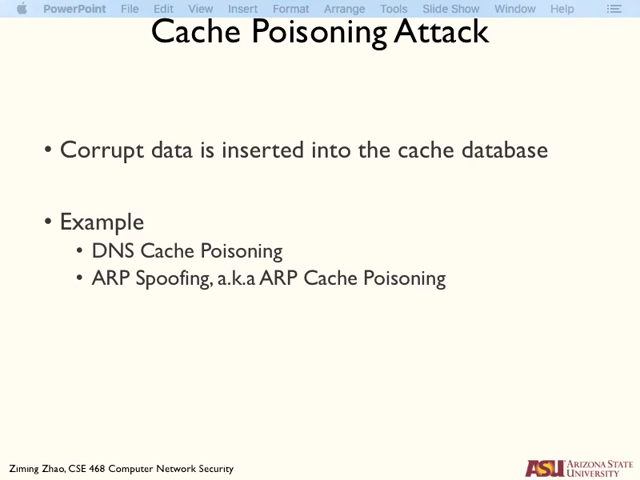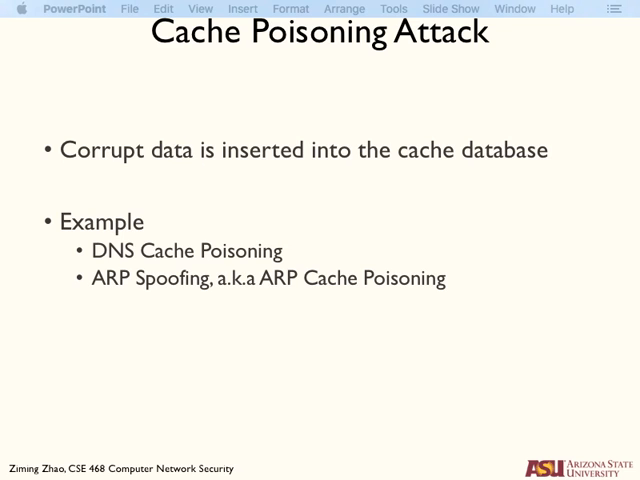The last attack type we're going to cover is a cache poisoning attack. So in the network scenario, there are a lot of caches. For example, the ARP cache in your local network. When you send out a message asking who has this IP address, please send me your MAC address, I will save that information on my local machine, and that is called cache.